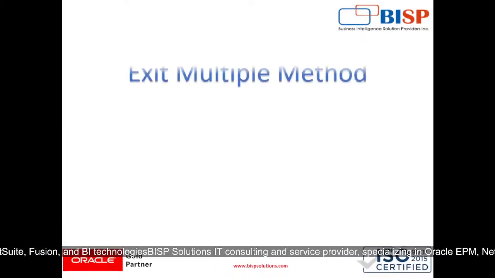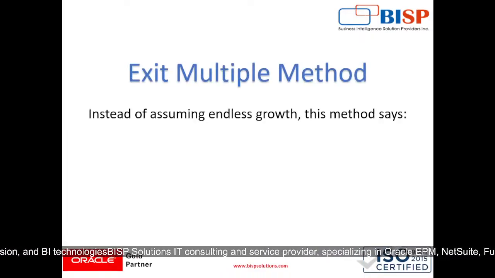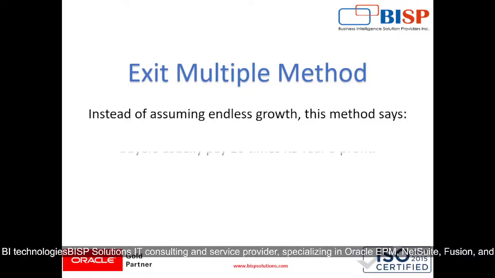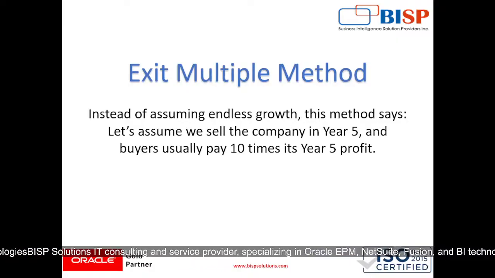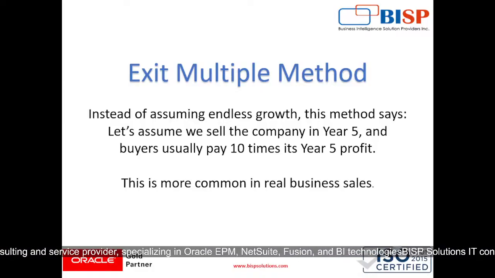Then comes our exit multiple method. Instead of assuming endless growth, this method says let's assume we sell the company in year 5 and buyers usually pay 10 times its year 5 profit. So this is more common in real business sales.